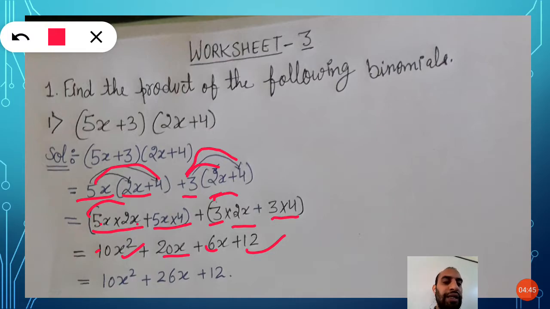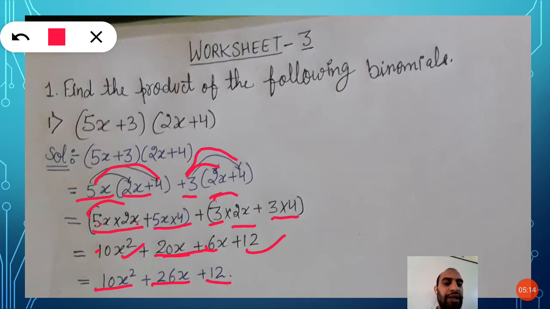So what would be the last step? That is very important. Here you can see 10x square is alone, there is no other term which is containing power 2. So that means 10x square is the first term. Then after that you can see in between there is a 20x plus 6x. So both terms are like, so we need to add them. 20 plus 6, 26x, and 12 in the last. So I hope, my dear student, it is clear to you up to here how to multiply.